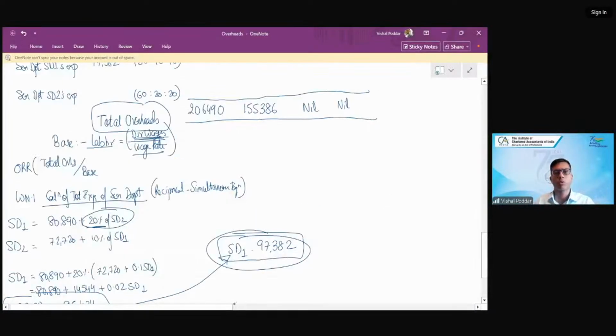So now the total overheads here are divided by 19,000 hours, and here divided by 12,500 hours. When you divide the overheads by this, you will get your ORR. The overheads are in rupees. You divide it by the labor hours, and you get the ORR.